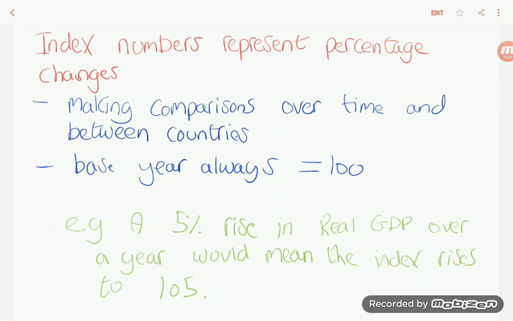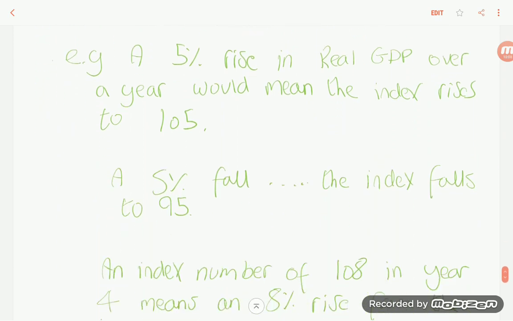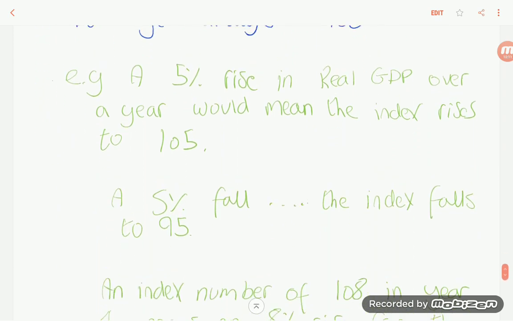For example, a 3% rise in GDP over 1 year would mean the index rose to 103 in year 2. A 2% fall in real GDP over 1 year would mean the index fell to 98 in year 2. An index number of 108 in year 4 means an 8% rise on the base year. A 5% rise in real GDP over a year would mean the index rises to 105. So you get the idea there.